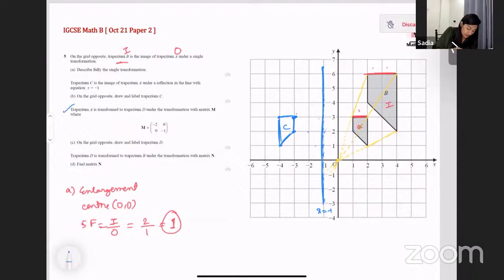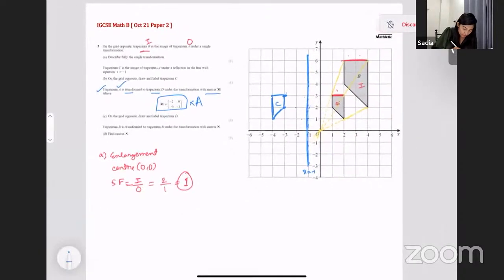Okay, next, A is transformed to D under the matrix. So the matrix is given. You just need to multiply trapezium A. So matrix into object. So the matrix is -2, 0, 0, -1, and the object is the trapezium A. So you need to select the coordinates here: 1, 2, 1, 3, then this is 2, 3, and this is 2, 1.